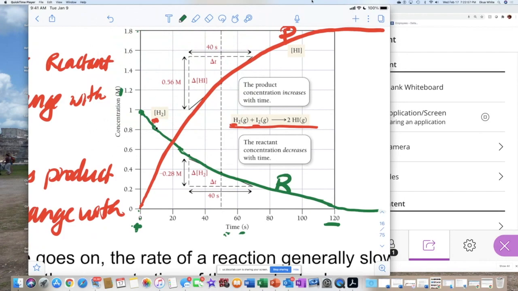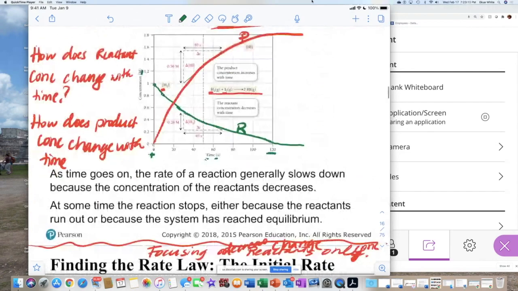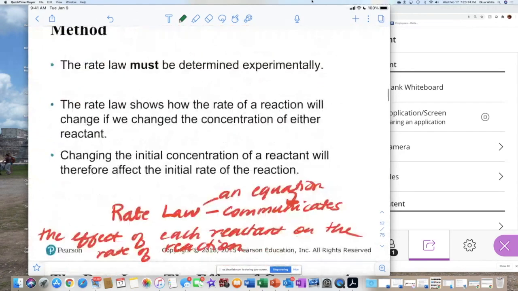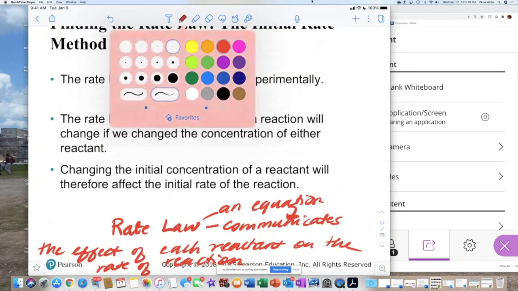I remember so many years ago, when we were asked to sketch these things. So you have to understand it to be able to sketch it. Reactant concentration decreases with time until it ends. Product concentration increases with time until it ends. So you want to be aware of that. Okay, back to what I was talking about right here.